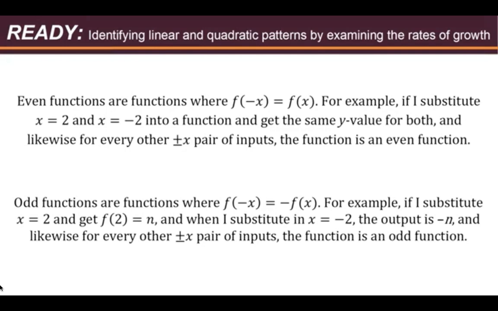For example, if I substitute x equals 2 and get f of 2 equals n, and when I substitute in x equals negative 2, the output is the opposite of n, and likewise for every other positive or negative x pair of inputs, the function is an odd function. Knowing these definitions will help you know which functions to compare on problem number 7. When comparing the graphs, think about the key features of each graph, including domain, range, symmetry, intercepts, and etc.